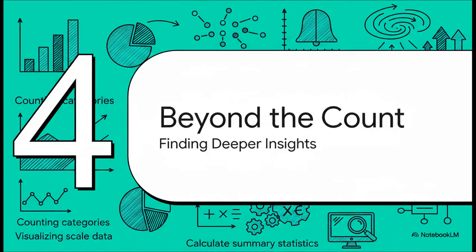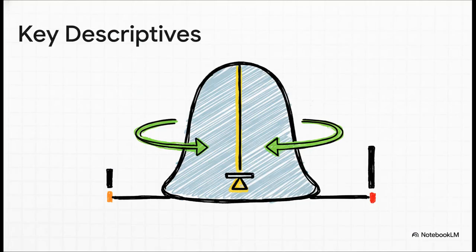So we've counted our categories, we've visualized our scale data, now we can level up. We can move beyond just looking at the pretty shapes and calculate some really powerful summary statistics to describe our data even better. Now, SPSS can give you a ton of these descriptive statistics, but let's just focus on 4 of the most important ones for now. The mean, which is just the average, the standard deviation, which tells you how spread out the scores are, and of course, the minimum and maximum values. Put them together, and these 4 numbers give you an amazing snapshot of your data.